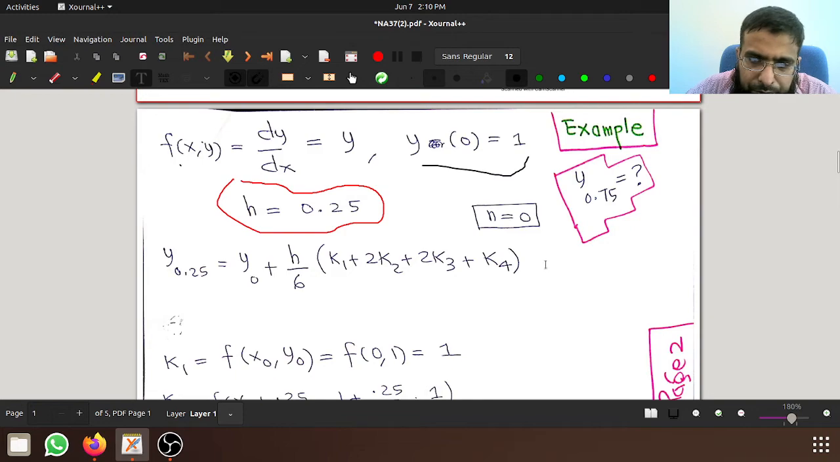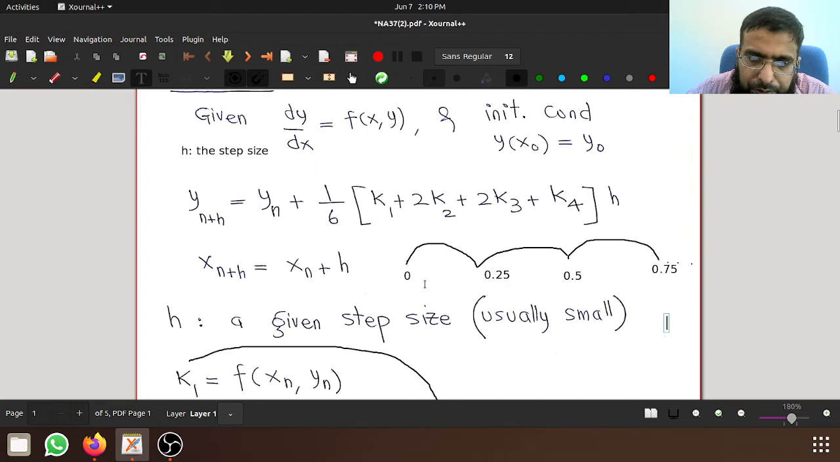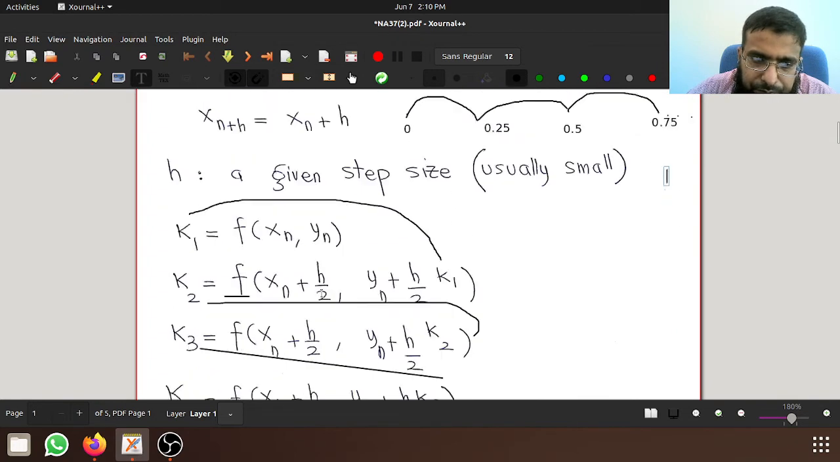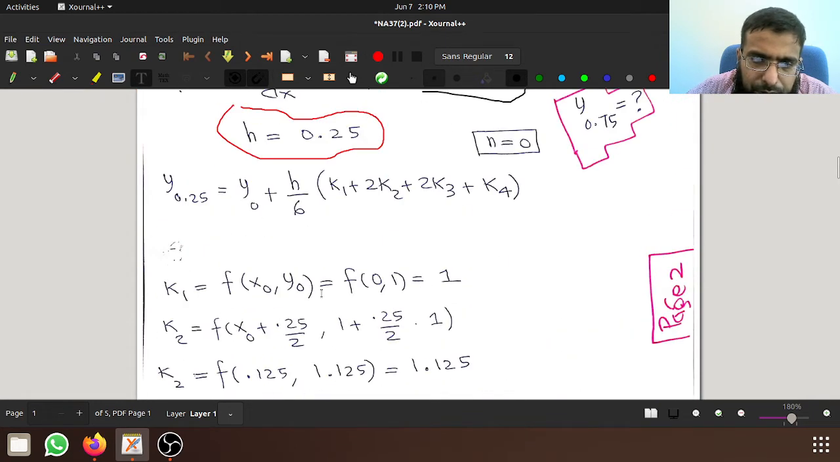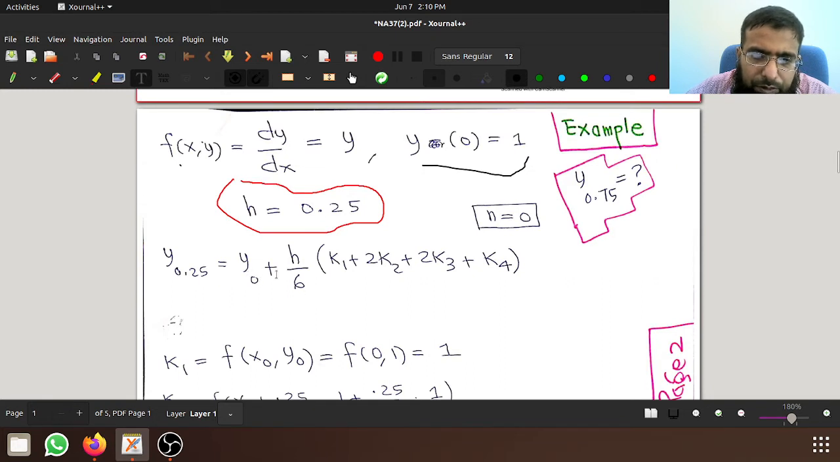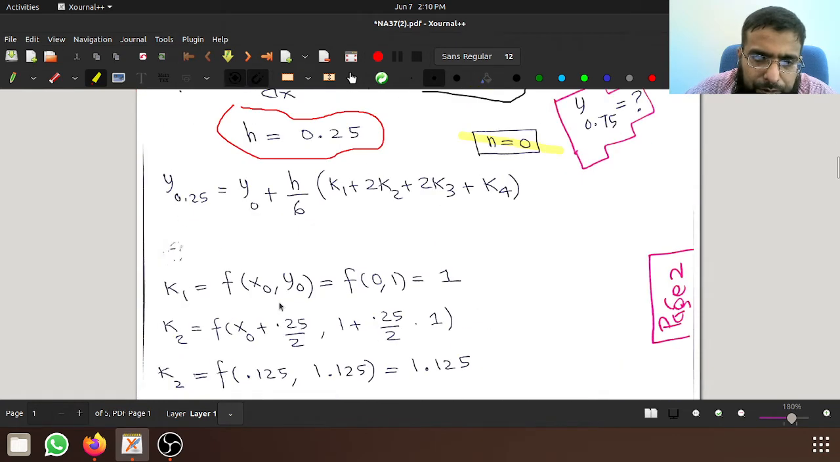So let's take the first jump with n equal to 0. We are at n equal to 0 at this point, and we are able to take the first jump to compute the value of y at 0.25. So y of 0.25 is y naught plus h by 6, in the same formula, and we put this in this formula.